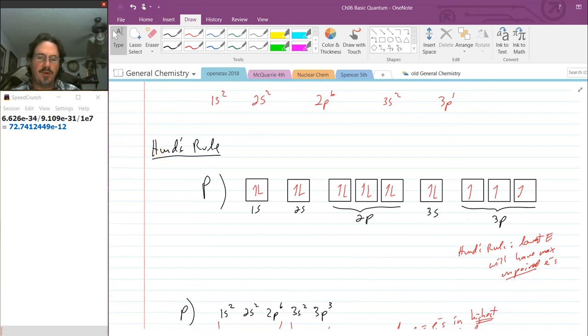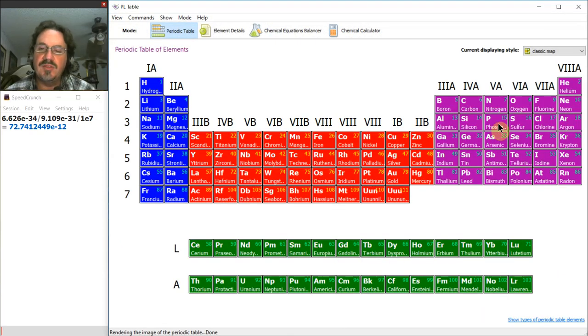Yep, another rule for you. All right, phosphorus, P. Where is that on the periodic table? It's right there, number 15. All right, so let's just think about it really quickly. I'm going to have 1s2, 2s2, 2p6, 3s2, 3p, 1, 2, 3.